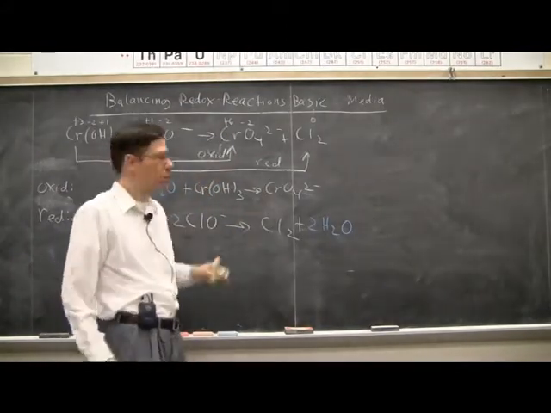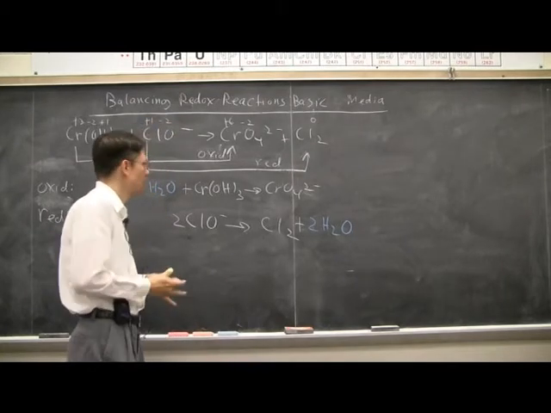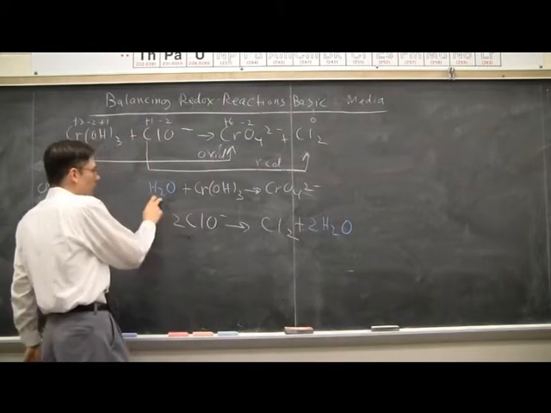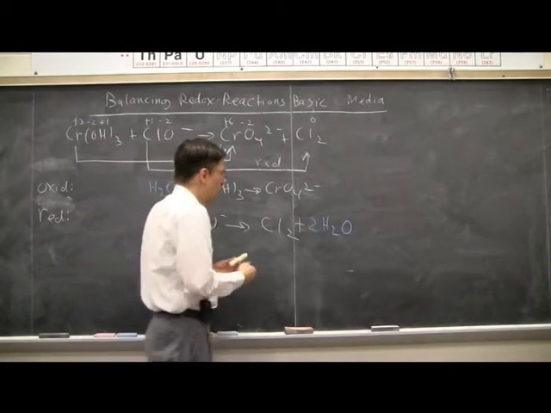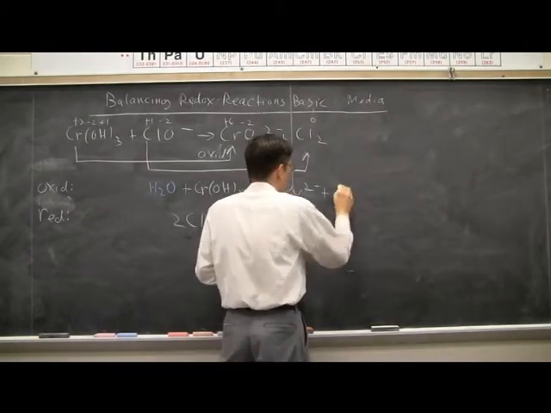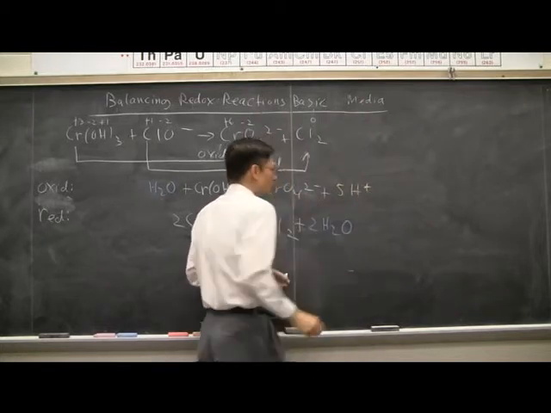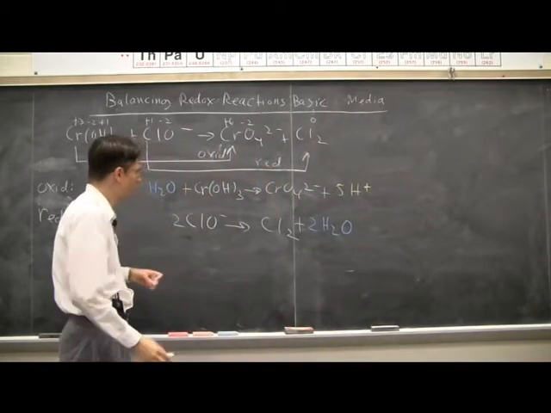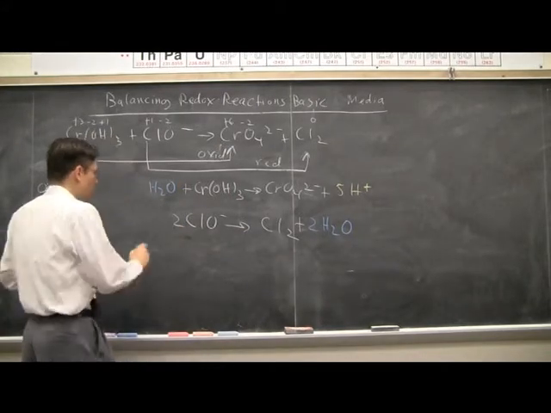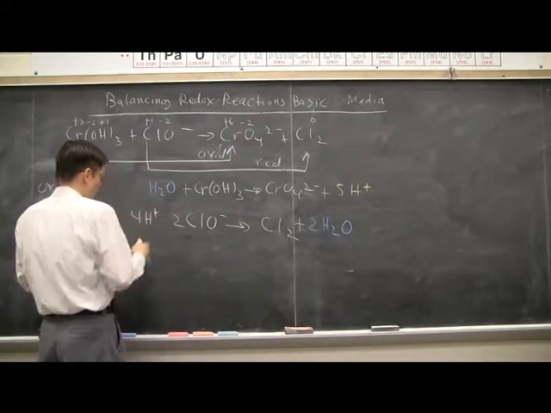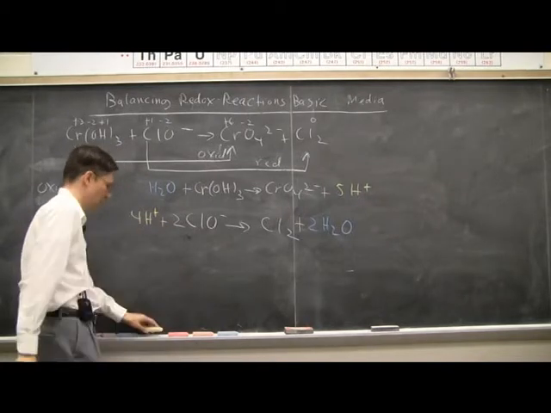Next, we balance any of the hydrogens with H+ ions. So I'll use my yellow chalk for that. Let's see how many hydrogen ions I have. Well, I have 2 + 3 is 5. I have nothing on this side, so I will add 5 H+ ions there. Here we have 4 hydrogens. There's nothing on this side, so we're going to add 4 H+ ions here. So that takes care of that.